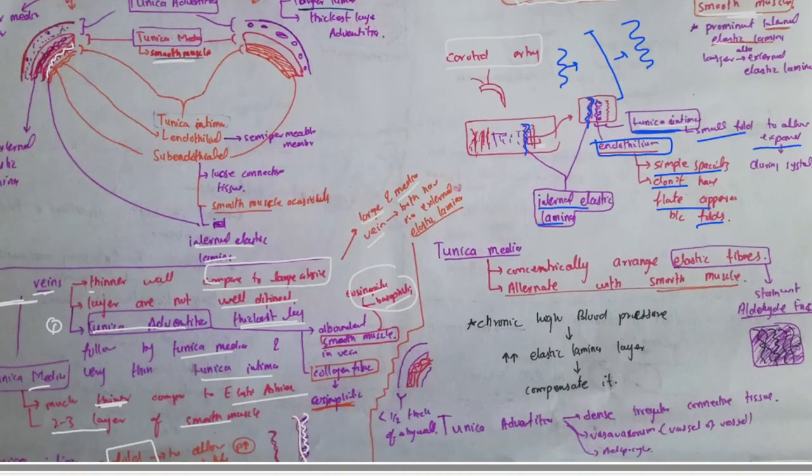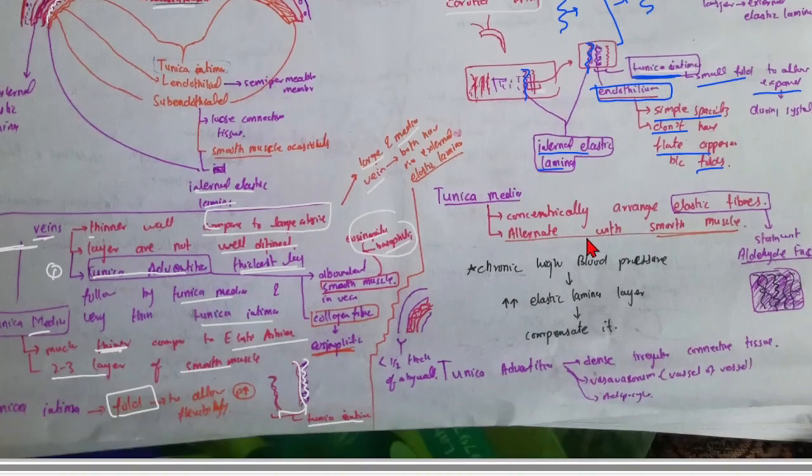Okay, another layer is the tunica media. You have to know that tunica media has concentrically arranged elastic fibers. They are arranged concentrically like this. If you enlarge this from the side, the orange elastic fibers are present, and they stain with aldehyde fuchsin, a special stain. Another feature is that they alternate with smooth muscle.